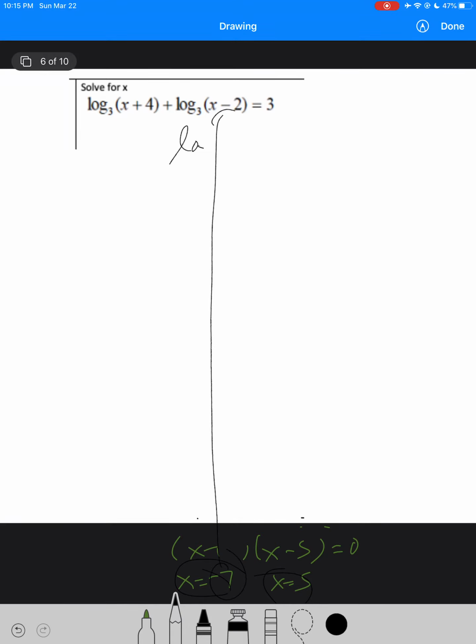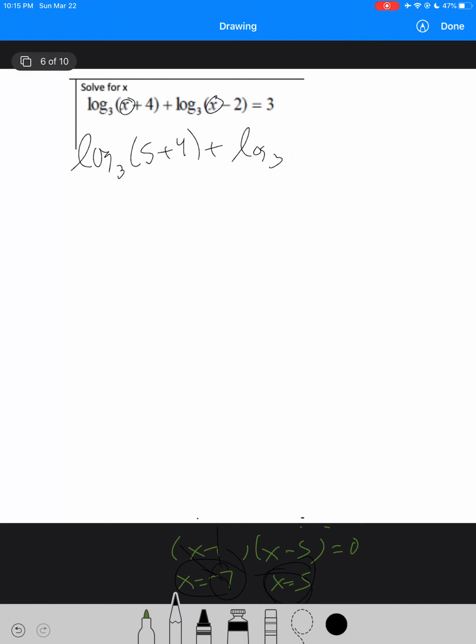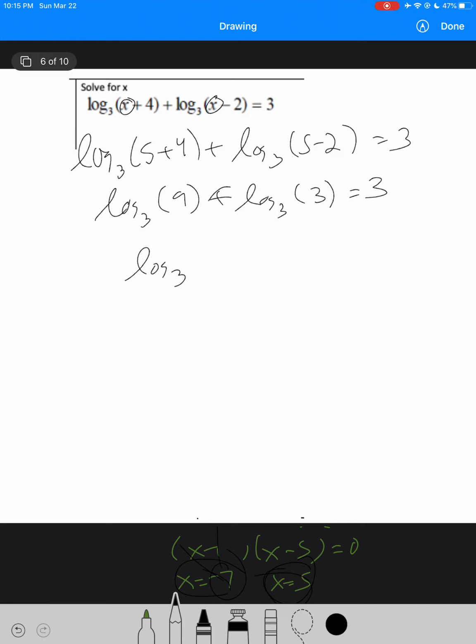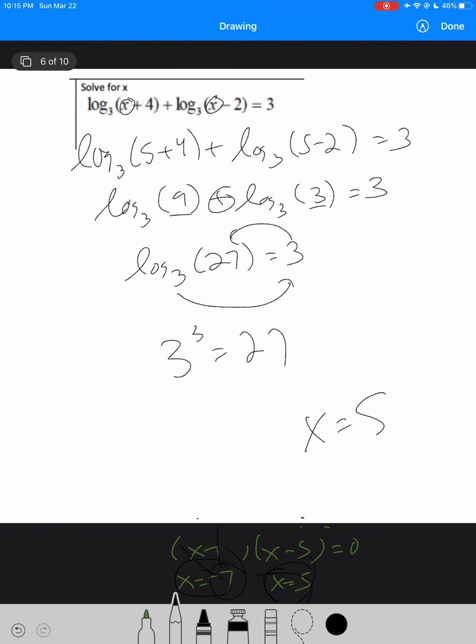So then we check 5. So let's try 5. Log base 3, 5 plus 4, plus log base 3, plug in 5 there, equals 3. So that'd be log base 3 of 9, plus log base 3 of 3 equals 3. We could use the product property, log base 3, because it's addition, multiply those, 27. Is that statement true? Yes, because 3 to the power 3 is 27. So x equals 5 is true, and -7 is false.